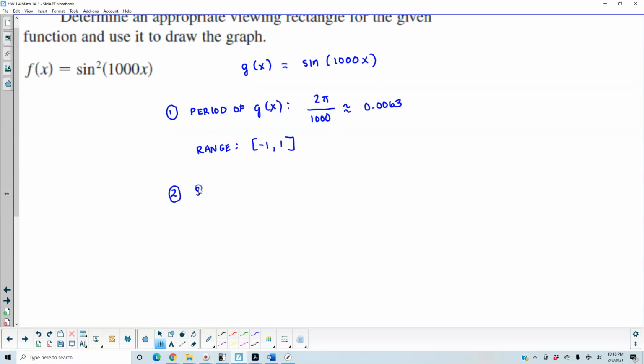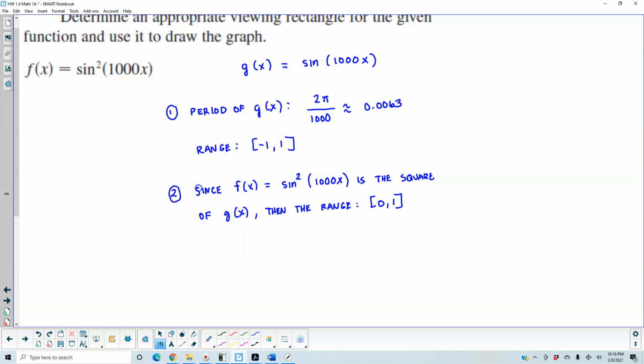And now, since f of x, which is equal to the sine squared of 1000x, is the square of g of x, then we will no longer have a negative associated with the range. So therefore, the range would go from 0 to +1.